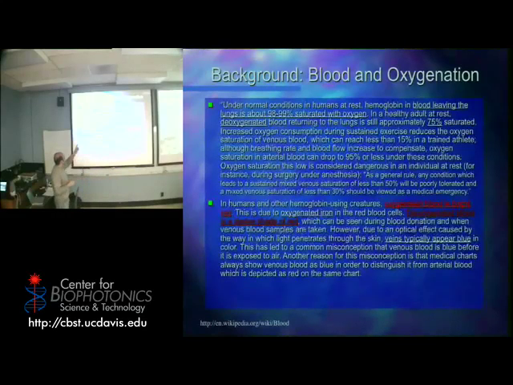Now, in a trained athlete, this is really interesting, the saturation of the venous blood, the blood coming back, can get as low as 15%. Okay? And this is really interesting because it means that in a trained athlete, their body is very, very good at getting as much of that oxygen out as possible and into the body. And why might you want that? Why might you want that better capability of taking out the oxygen from the blood?